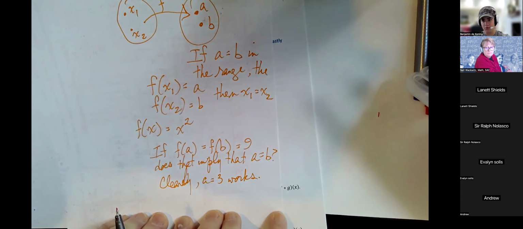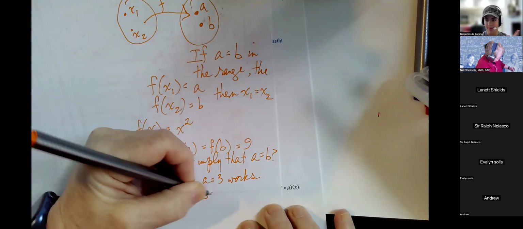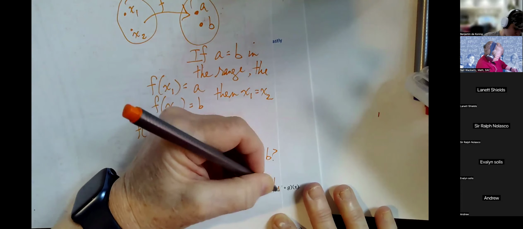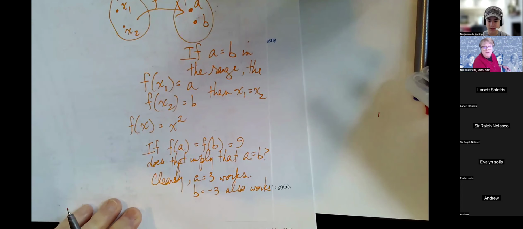I don't think so. We're not square rooting, we're squaring though. Negative 3? There you go. So B equals -3 also works, because -3 times -3 is 9.